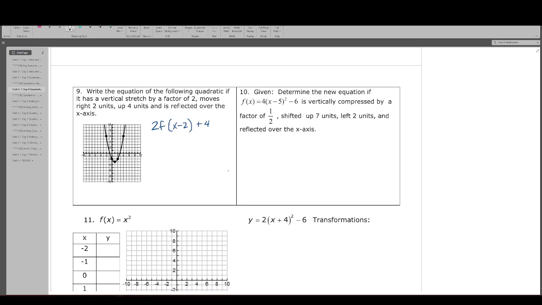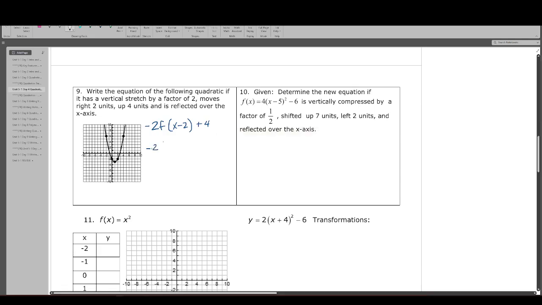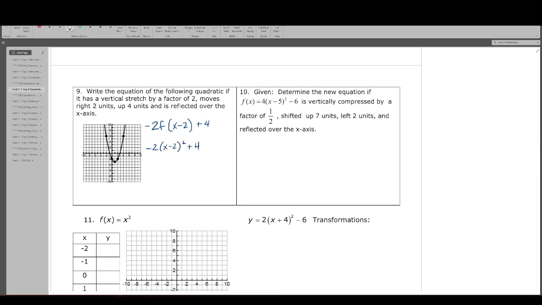I like when they list reflection first, but that just means we put a negative out here with the a value. Now, remember that the transformation rule that we just wrote is almost the same thing as vertex form. We just put it as negative 2 x minus 2 squared plus 4, and throw in a y equals. So the thing that changes is we're not talking about f of x anymore. So the f goes away because it's not operating on just a function.